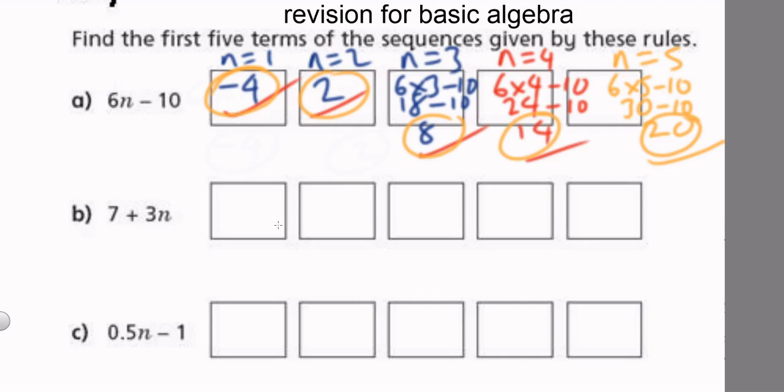I'm going to miss out question B. I'm just going to quickly show you just one or two of these. I'll just do these two, and then the others you can have a think about. Let me just do the first one. 0.5, replace the n with 1, take away 1. 0.5 times 1 is 0.5. Take away 1. Half, take away 1. That's going to be minus a half, minus 0.5.